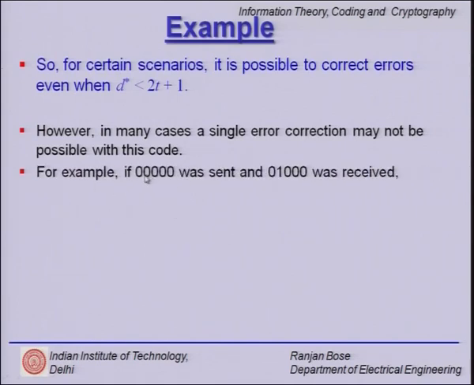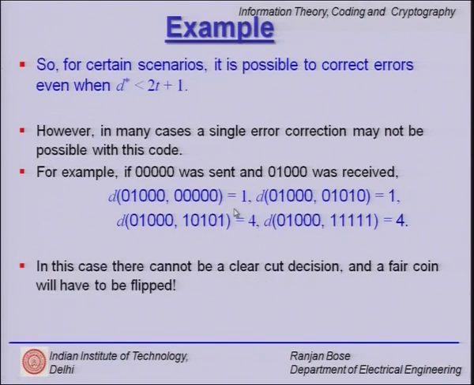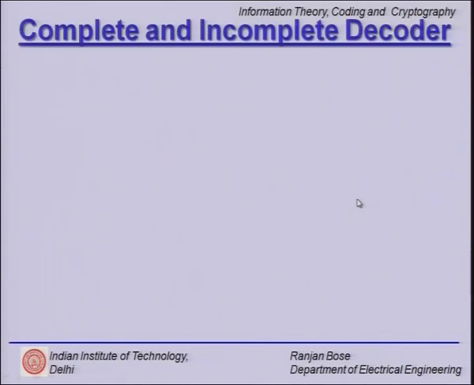For example, if 0 0 0 0 0 was sent and we make one error, t is equal to 1 again, second component is an error, I now again find the distance with all of them, and suddenly I am in a dilemma, because two of the valid code words are equidistant from my received vector. What do I do? I need to guess, and I can always toss a fair coin, because any one could be valid and I have no way of being sure which one to suggest.